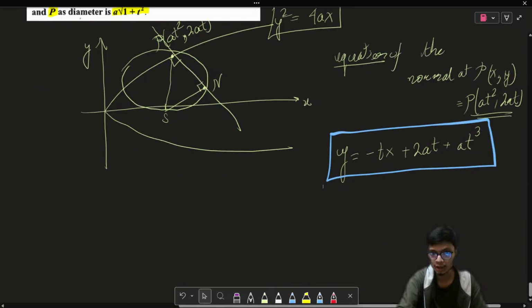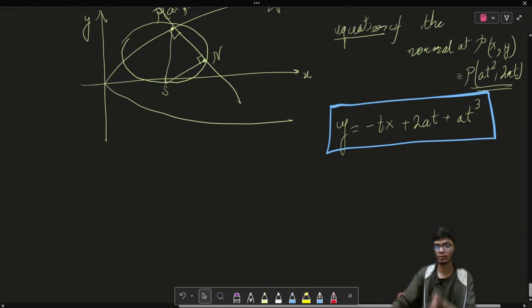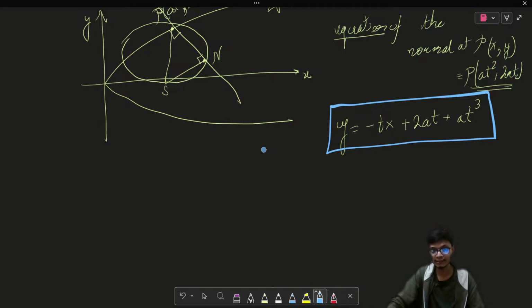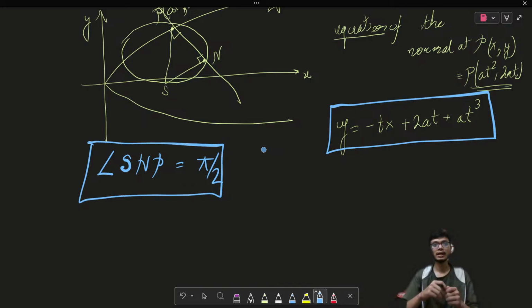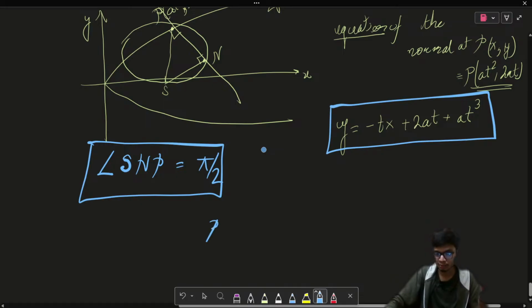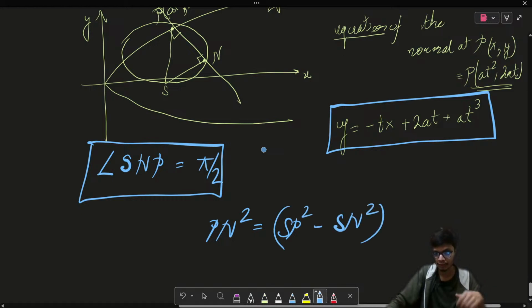Now let us see over here that the normal intersects the circle at point N, right? And we know from circle properties that this particular angle SNP should be equal to pi by 2, right? Because any point on the arc of the circle always subtends an angle of 90 degrees at the diameter. So this is also the concept of angle in a semicircle, right? From this we can apply the Pythagoras theorem, and we can say that PN square will be equal to SP square minus SN square, right?